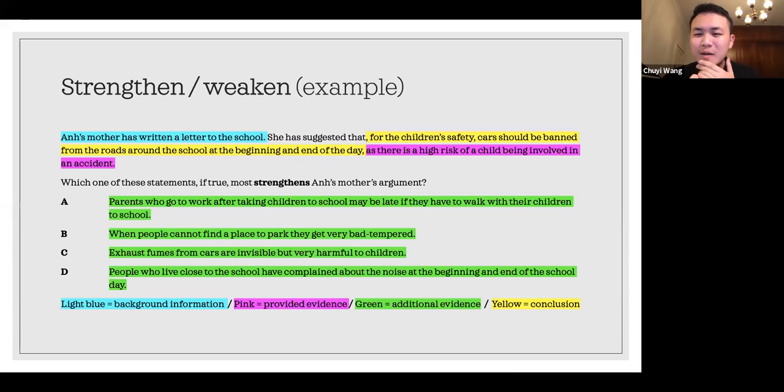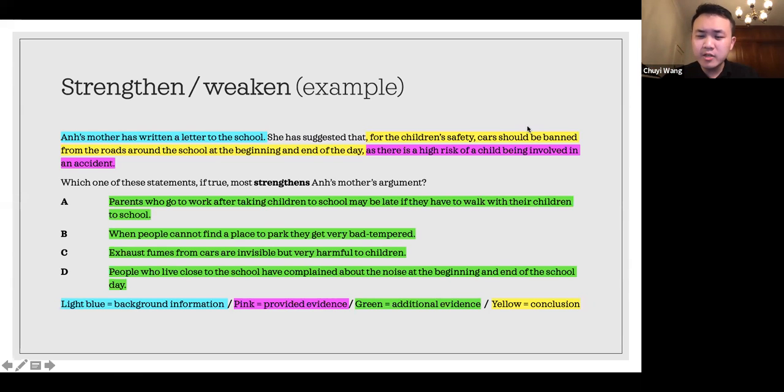So were some people a little bit confused because they read the question and they read the four answers and they were like, none of these have anything to do with accidents, or maybe the bad temper one has to do with accidents, but none of these do, right? They don't have to do with the evidence that Anne's mother herself has provided. All we have to ask ourselves is, do any of the sentences here make the conclusion stronger? Now, what's the conclusion? The argument is, for the children's safety, cars should be banned from the roads around the school at the beginning and end of the day.